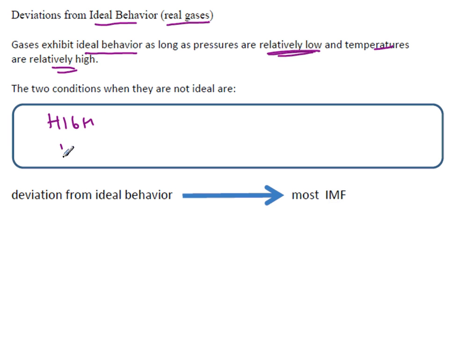High pressure will put the gas molecules closer to each other, and so will low temperature. Either one of these conditions or both of these conditions is going to cause the gases to get close to each other and exhibit non-ideal behavior.